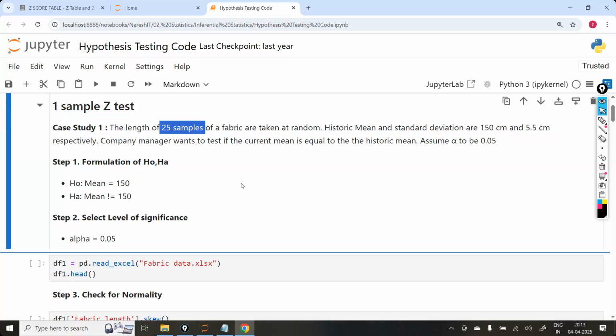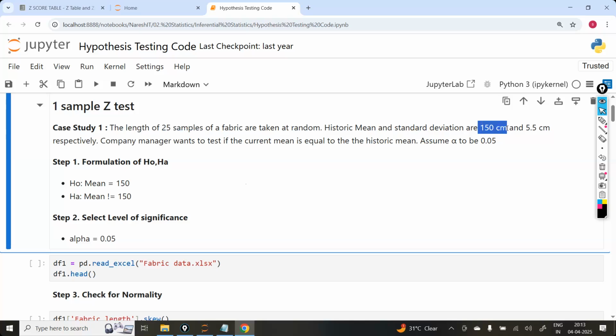Now, my shop has been there for the last 10 years. From the last 10 years, we are providing shirt bits of 150 centimeters with a standard deviation of 5.5, meaning plus or minus 5.5 range. Now you came to my shop and selected 25 samples randomly. For those 25 samples, you have checked the length, and you want to check whether that length is equal to 150 centimeters or not. Is the point clear now?